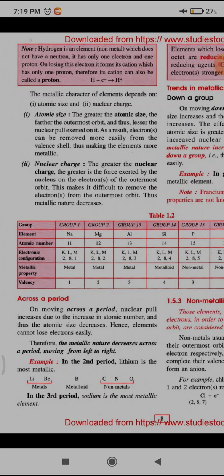Next you see nuclear charge. I also told you about nuclear charge, that if the nuclear charge is greater, then the greater is the force exerted by the nucleus on the electrons of the outermost orbit, and this makes it difficult to remove the electron from the outermost orbit, and the metallic nature decreases. This is about your non-metals.